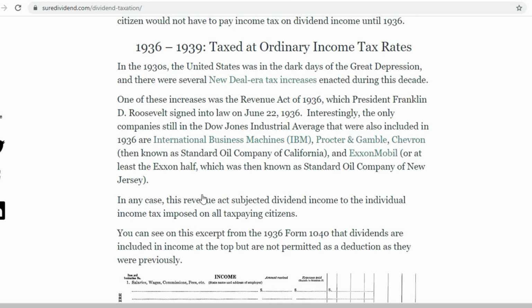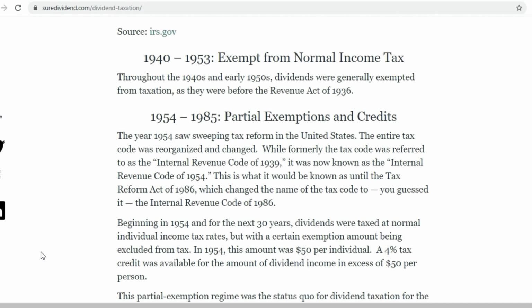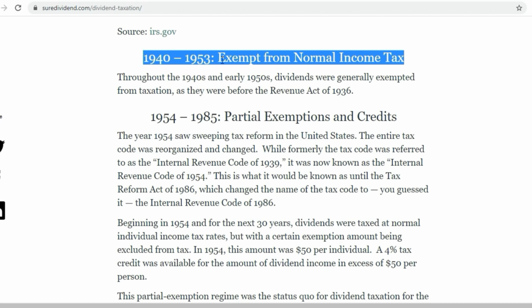From 1936 to 1939, dividends were taxed at the ordinary income tax rates, meaning there was no benefit to being paid with dividends than there were from just working at a job. They were taxed in the same way. Then from 1940 to 1953, as it says here, dividends were again exempt from the normal income tax. Through the 1940s and early 50s, dividends were generally exempted from taxation as they were before the Revenue Act of 1936. Then from 1954 to 1985, there were some partial exemptions and credits.